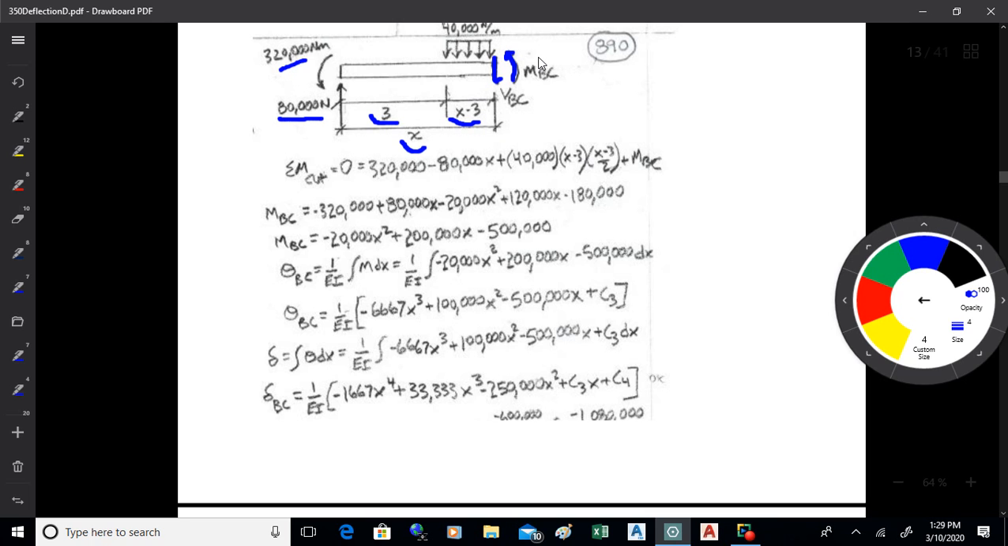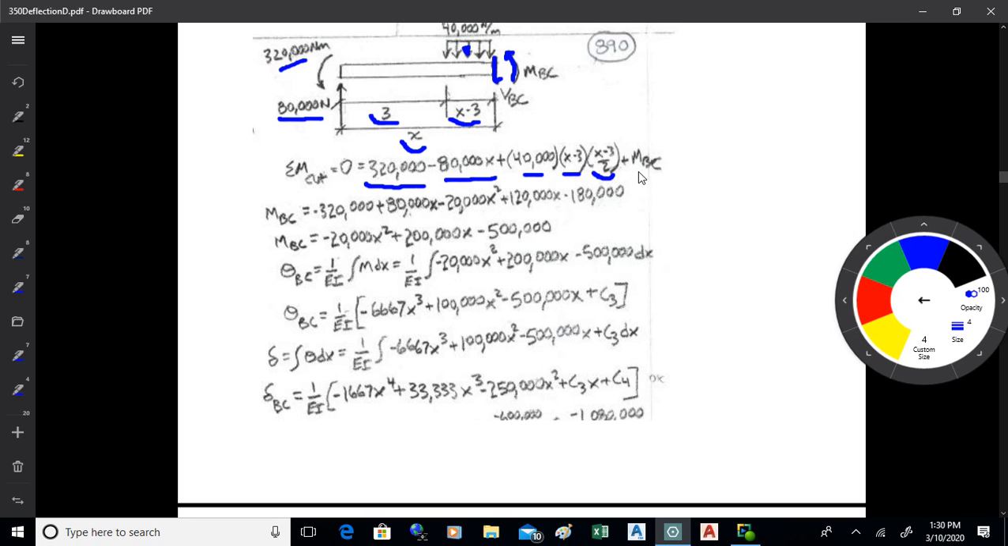I want a moment equation. Sum of moments about the cut is 0. It's 320,000, the reaction on the left, minus, because it's clockwise, the 80,000 newtons times the distance of x, and then plus the 40,000 newtons per meter over a distance of x minus 3 times a moment arm to the centroid of that load, which would be x minus 3 over 2. Okay? And then plus MBC. A little messier this time.